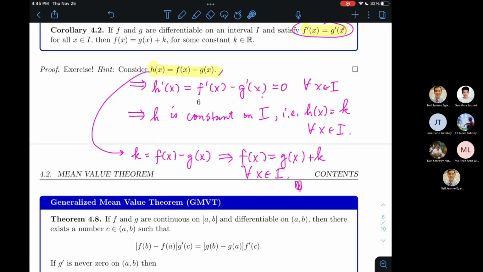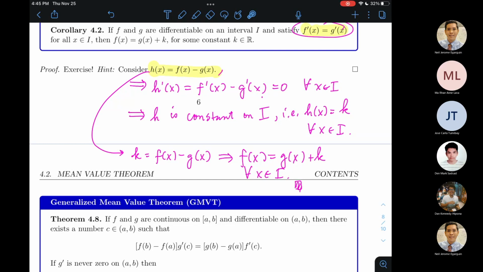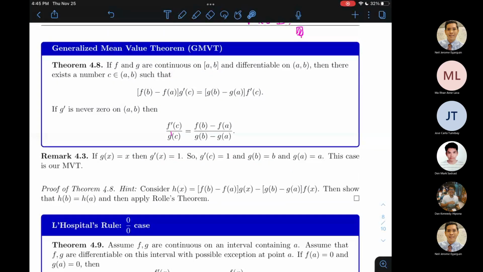classes. Okay. Now another mean value theorem. Okay, let's see. Here, we consider two functions f and g. So ito naman ay mean value theorem, pero dalawang magkaibang functions yung involved. Same assumption. F and g must be continuous on the closed interval and differentiable on the open interval.